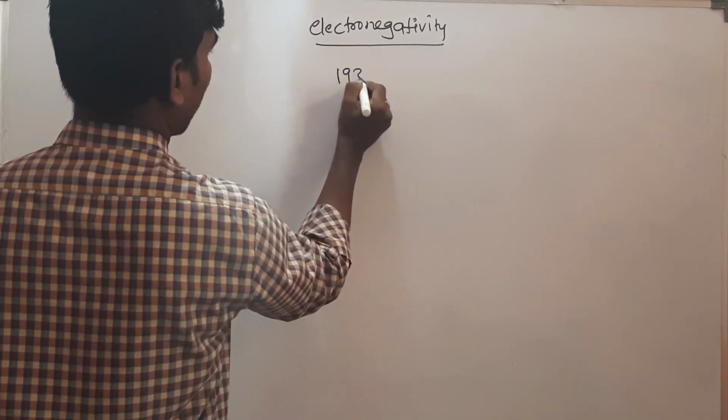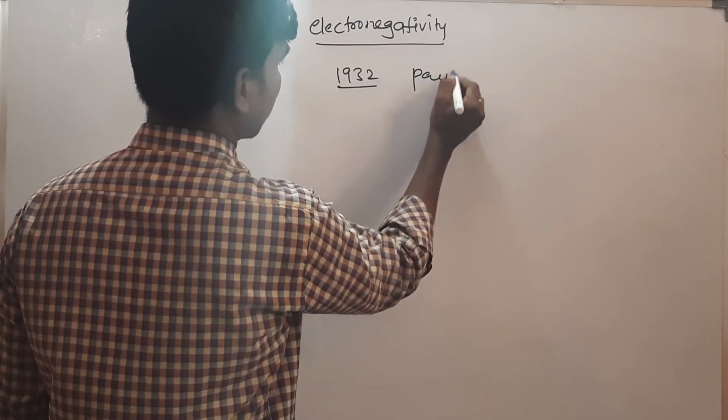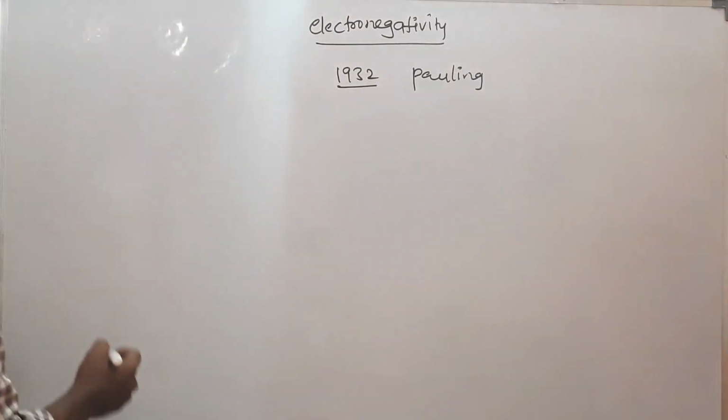So I am going to explain here the concept of electronegativity. The concept was introduced in 1932. Pauling introduced this electronegativity concept. What is the definition of electronegativity?